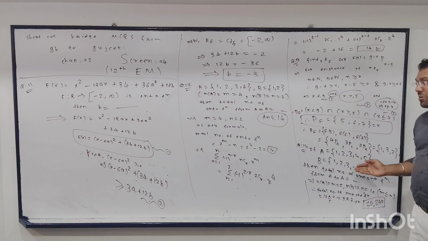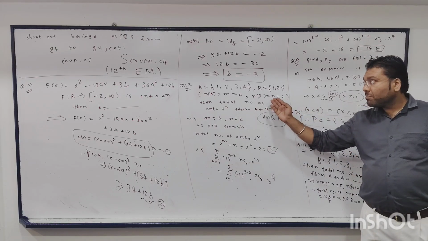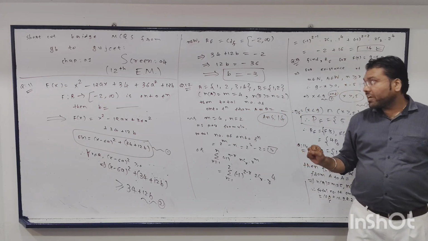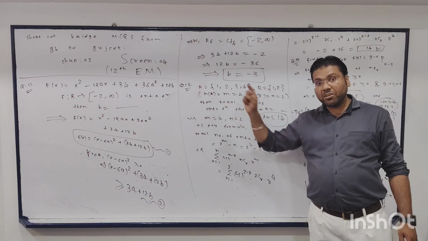Now question number 14. Just like question number 12, whenever the total number of onto functions may exist, m should be greater or equal to n.